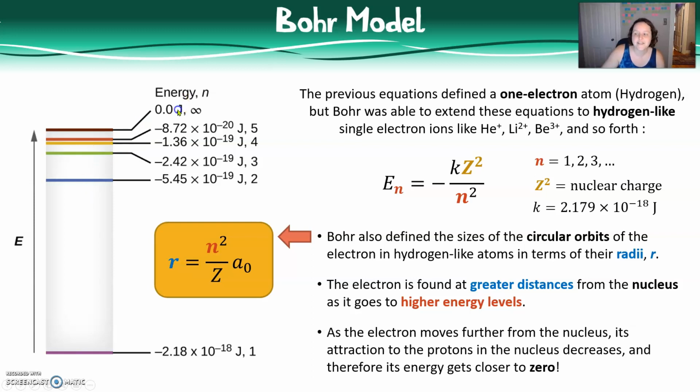Also note that this highest energy level, which we call n equals infinity, has an energy of 0, and that all other energy levels are given negative energies. The infinity energy level actually represents the point at which the electron would be ejected from the atom.